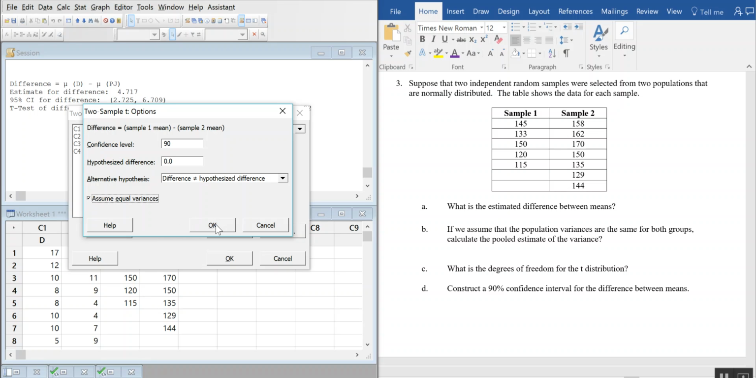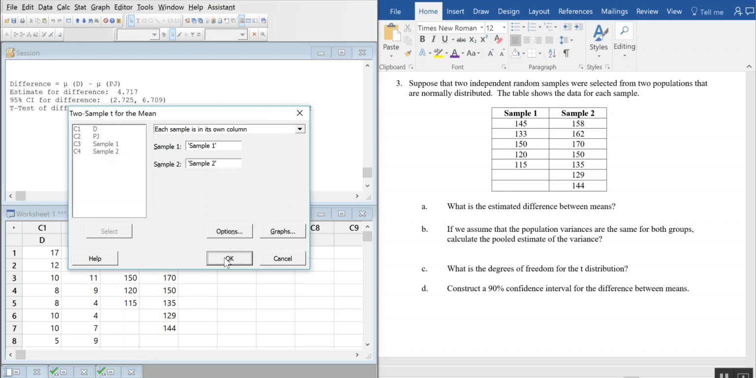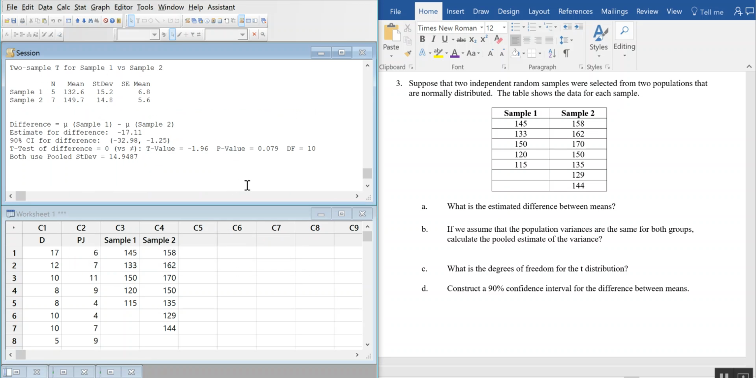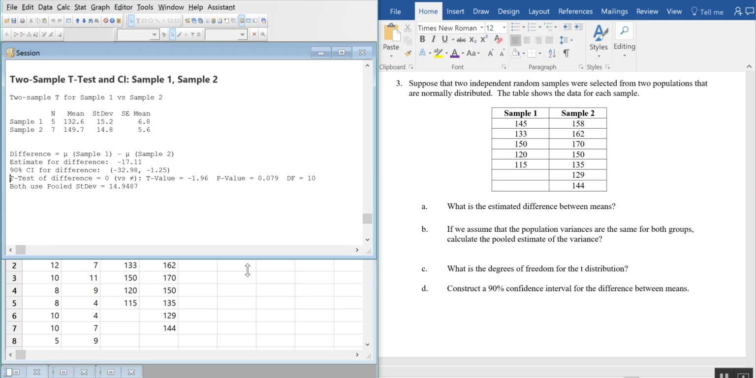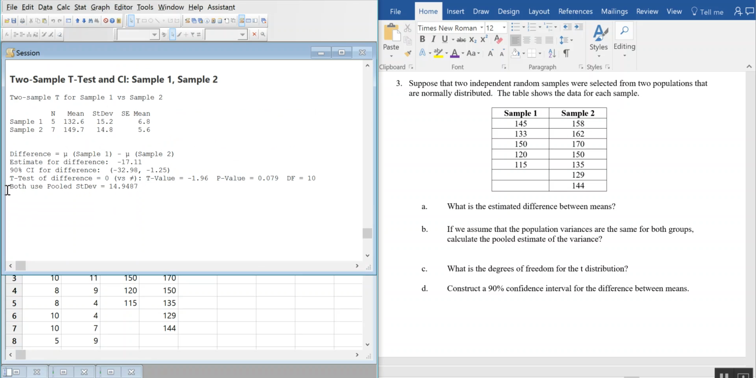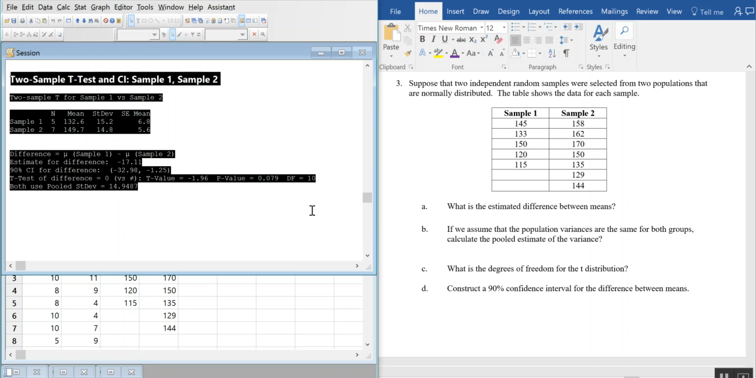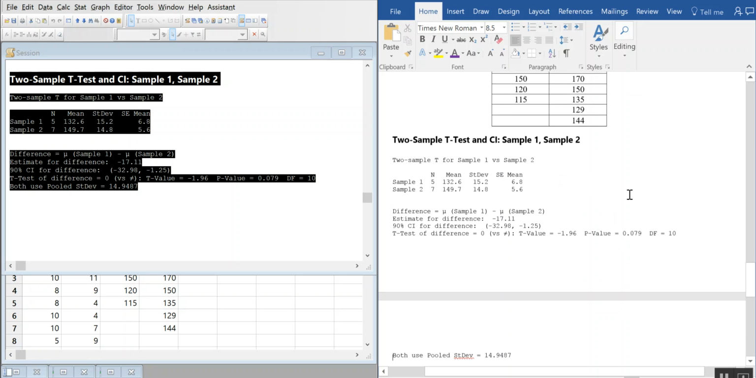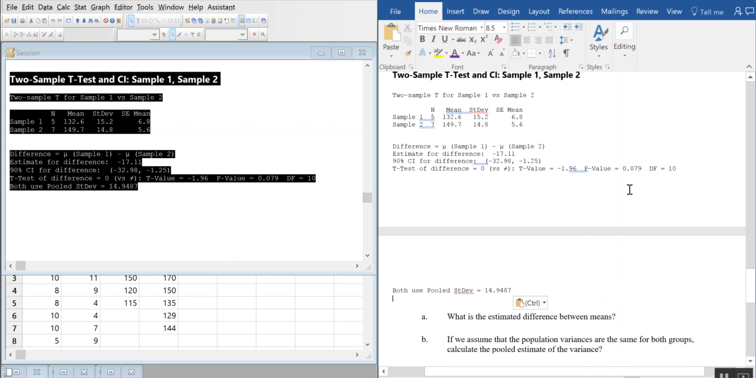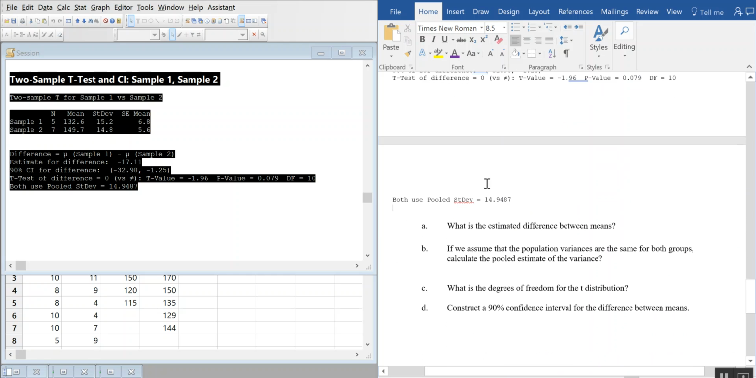Okay, so you just hit OK, and we hit OK again, and it's going to produce some output for you. One thing I want to draw to your attention is immediately at the bottom it says, both used pooled standard deviation, 14.9487. So it lets you know at the bottom that it was pooled. So that's good. I'll put this over here so I can look back at it.